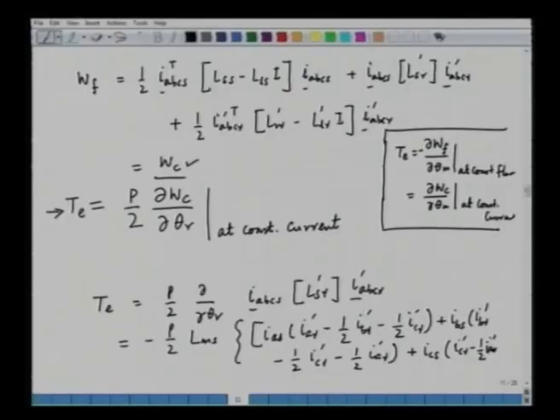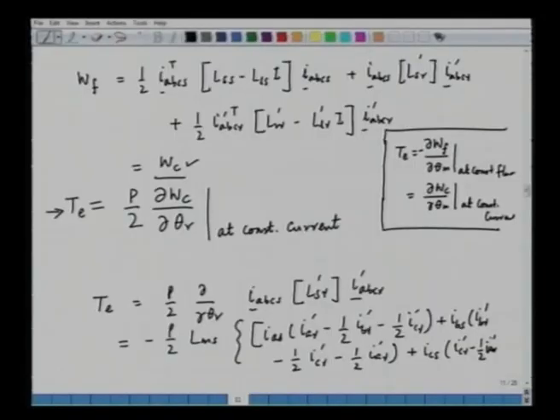So, one component of the flux is due to the primary, that is half of L_LS into I_ABCS, and the other component is the mutual flux, and the third component is the rotor self inductance flux. So, out of these three components, this is the first component, the stator self inductance flux, and then this is the rotor self inductance flux, and the third component here is the mutual flux, or the energy stored due to the mutual flux.